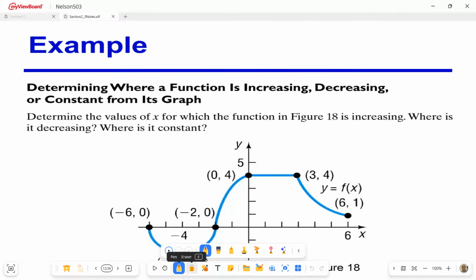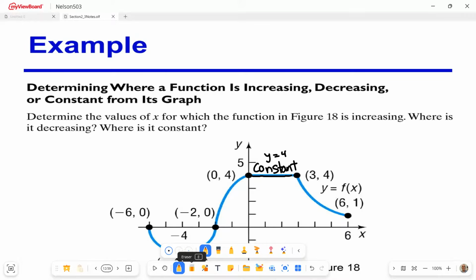Here's what I was talking about with increasing and decreasing. Oh, I didn't talk about constant. This is constant right here. Like y equals 4 is what the equation looks like to me. Y equals 4 is just a horizontal line, okay? Now, where is the function increasing?